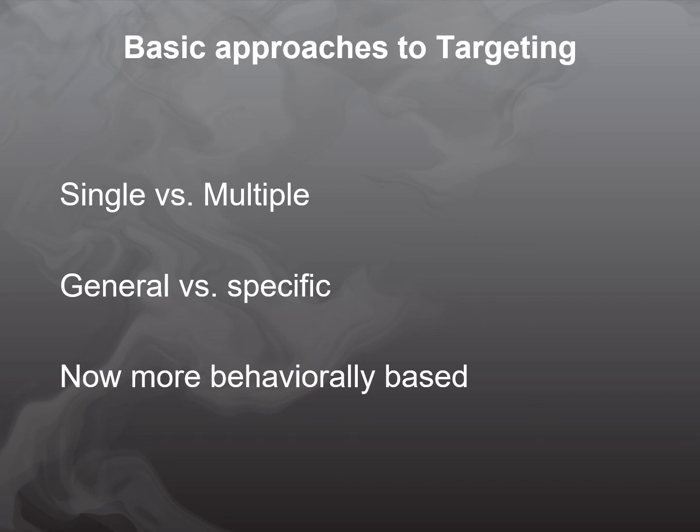Another issue when we're talking about targeting is general versus specific. So, for instance, an example of a general target market might be college students. A more specific target market might be female, affluent college students that live in Green Valley. And nowadays, you're seeing that a lot more of the approaches to targeting are becoming more behaviorally based, that is based on previous purchase behavior.